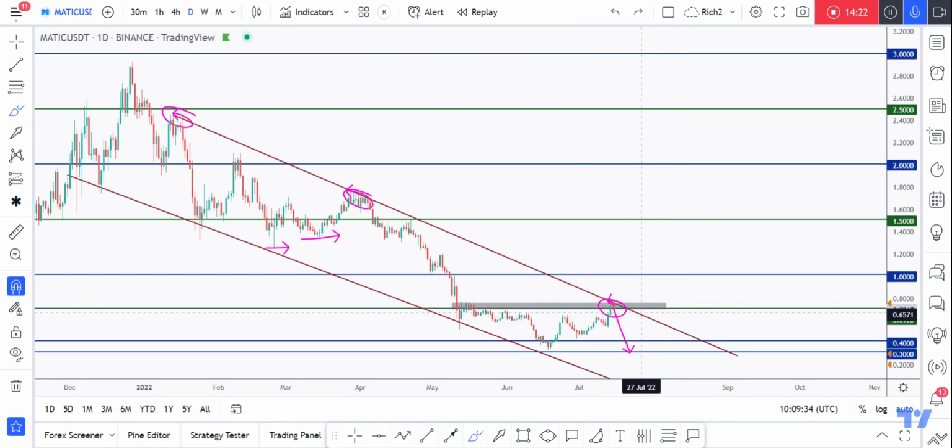These are the two possible scenarios I'm looking for on MATIC: an immediate break, rejection, look for a buy here, or price goes down, look for a buy from a short-term perspective, and then look for a buy from a long-term perspective. So I can add half here, and then, for example, half here. Okay. Anyway, it doesn't really matter.